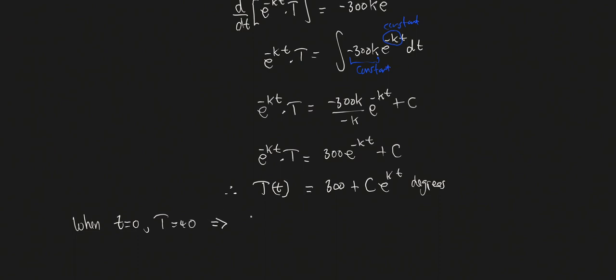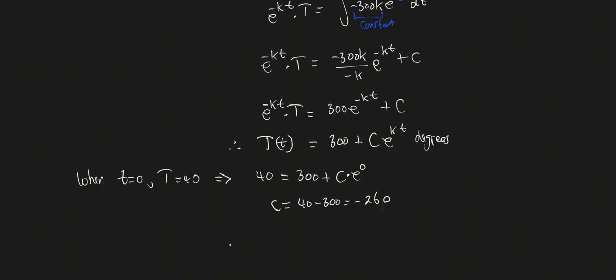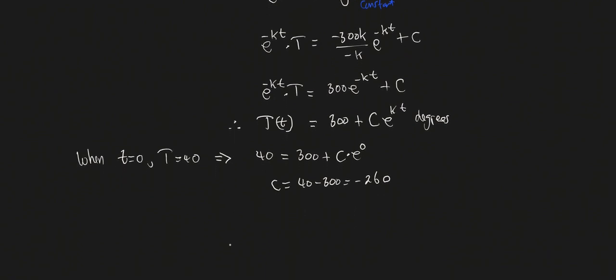So we end up having 40 is equal to 300 plus c times e to the 0. And so that means c is 40 minus 300, which is negative 260, right? Good. So this is our constant of integration. Now we have to find our constant of proportionality, so we're going to have to solve for the k that's in this exponent.